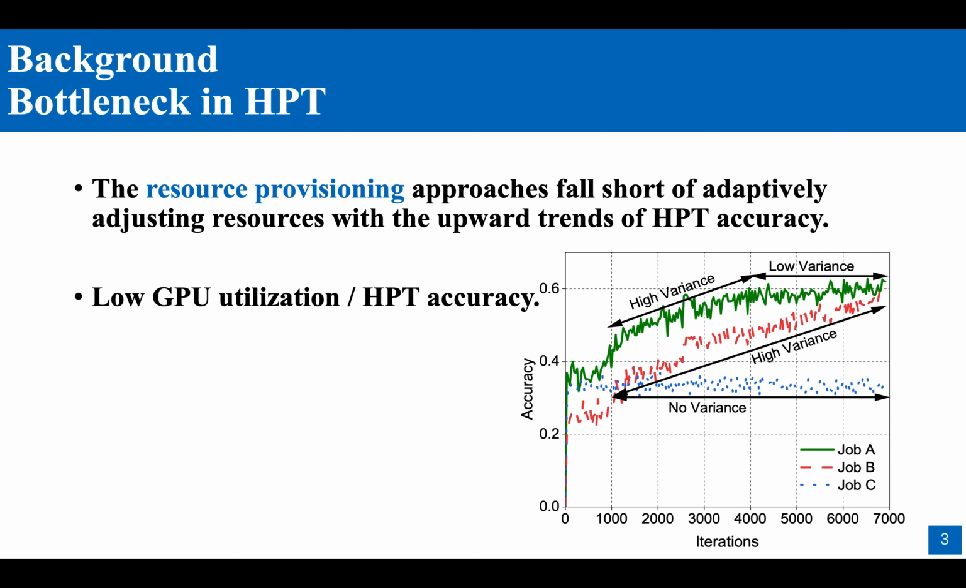Here is a figure showing different upward trends of HPT accuracy curves with the number of iterations. In general, there are three accuracy levels: high variance, low variance, and no variance. We observed that job A and job C quickly improve the accuracy at the beginning of training and then become stagnant in accuracy improvement, while job B can continuously improve the accuracy until reaching a high level. Further training those hyperparameters with a low or no variance reduces the GPU efficiency.